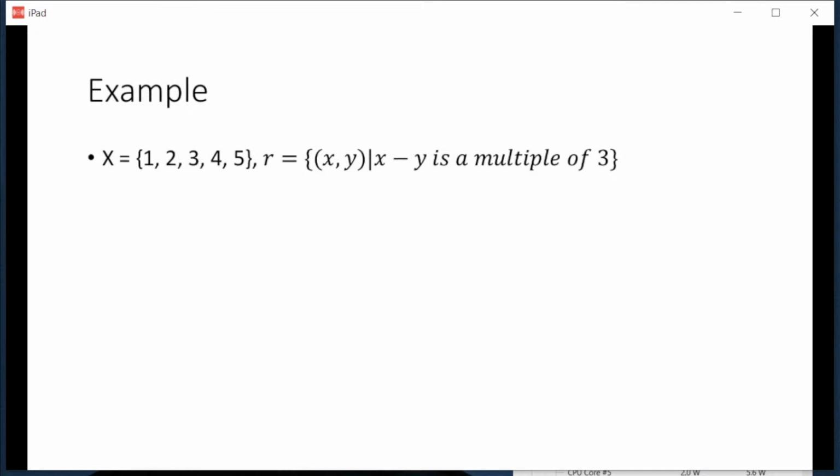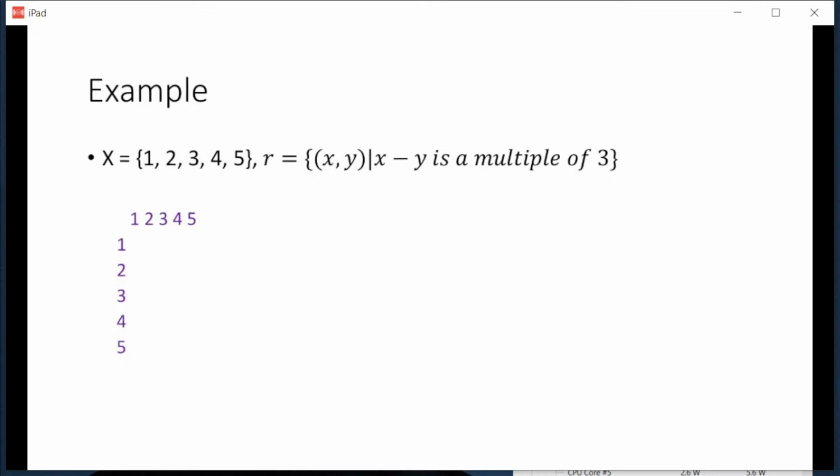So you can kind of imagine what this means. It means that 3 is not related to anything. Well, 3 is related to itself. 5 is related to 2. 4 is related to 1. But not a lot of things are related here.